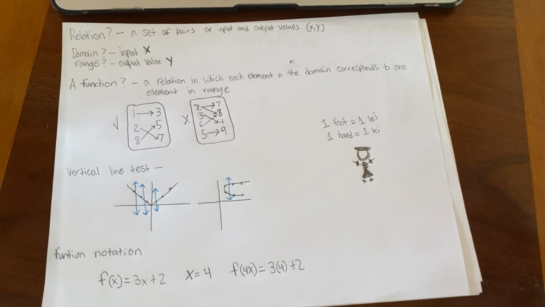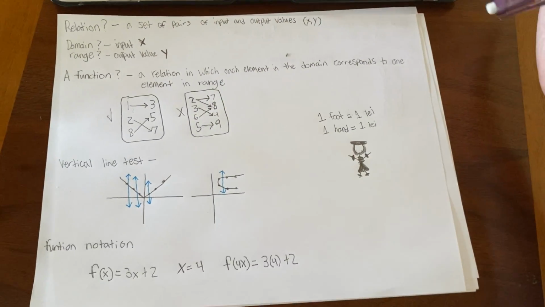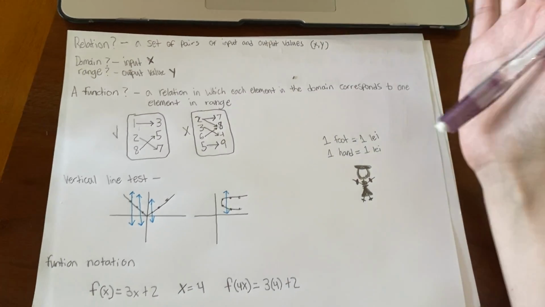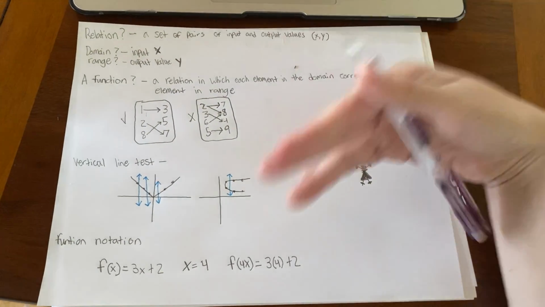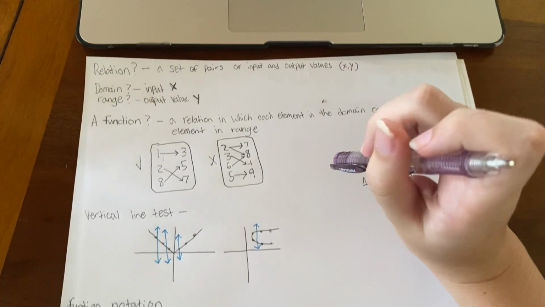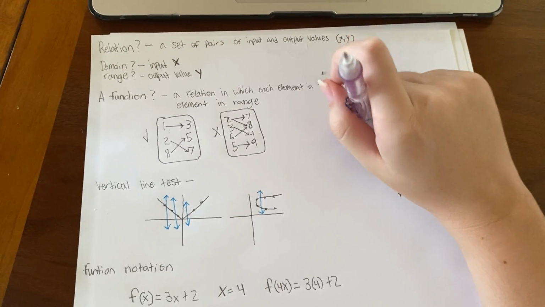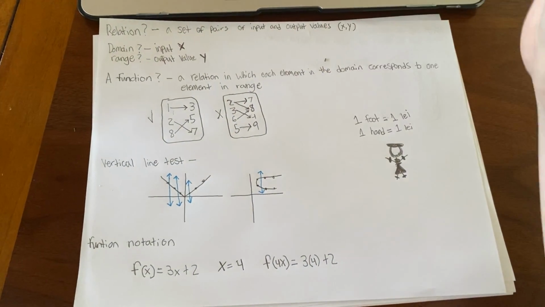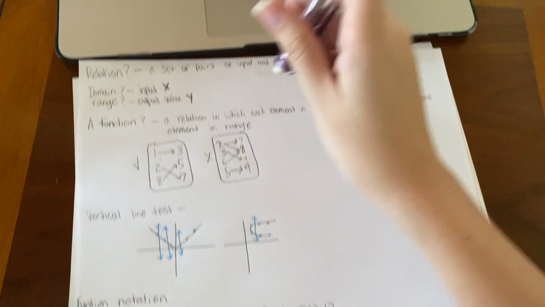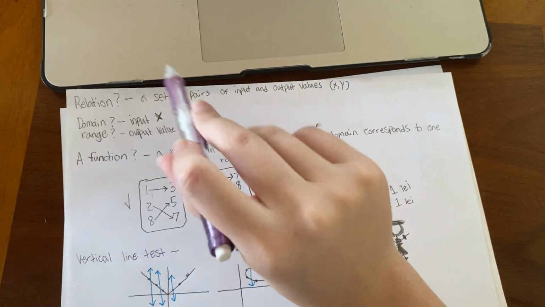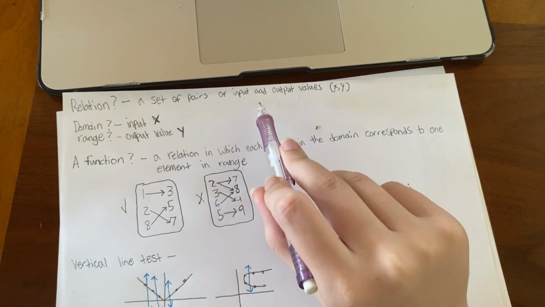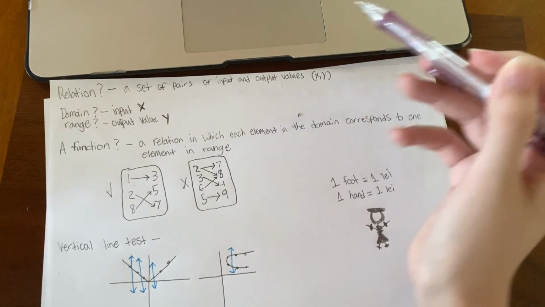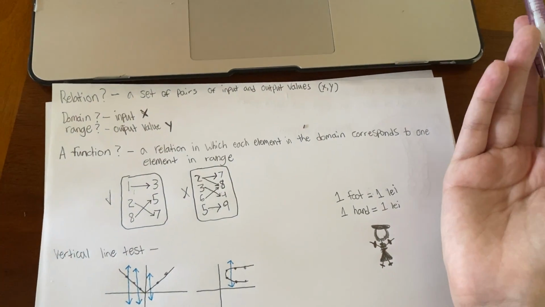Hey guys, so we're gonna go briefly over 2.1 and its concepts as best as I can and explain it. So in 2.1 it goes over relations and functions, so we're gonna just start from relations and work all the way down. So what is a relation? A relation is a set of pairs of input and output values, aka your x and y values.